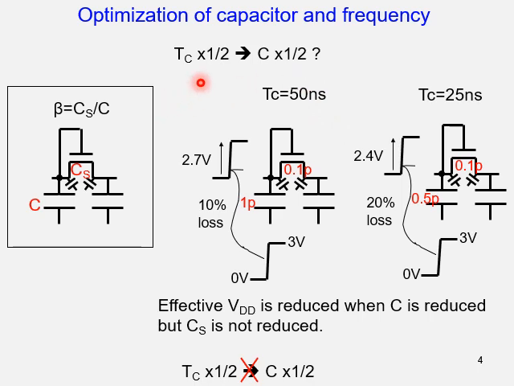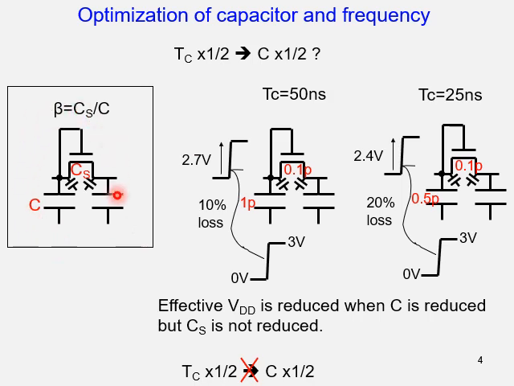So let's assume that when you reduce the clock cycle by half, if you reduce the capacitor size by half, should we have the output current remain the same?